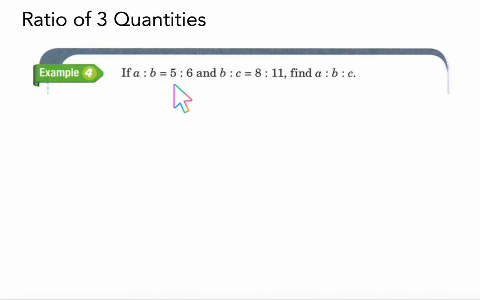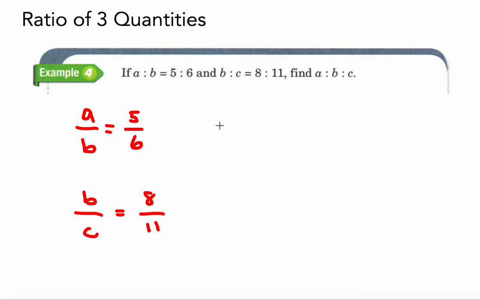If A to B is equal to 5 to 6 and B to C is equal to 8 to 11, find the ratio of A to B to C. Okay, so let's take out our pen and write this down. So A to B, I like to write it as a fraction because then I can compare it better. Because going horizontally is hard for your eye to compare things. A to B is the same as 5 to 6. So that way the A and the 5 line up, the B and the 6 line up. And then B to C is the same as 8 to 11.